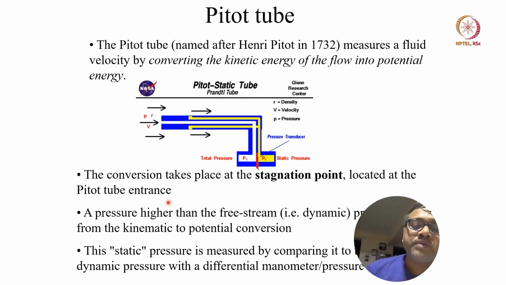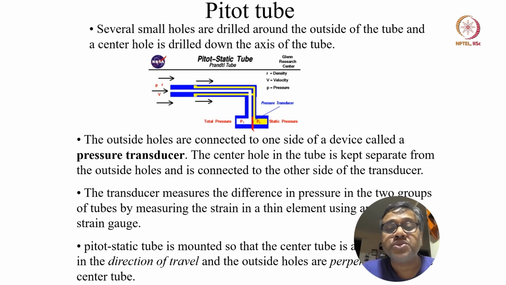The pressure which is higher than the free stream pressure is the dynamic pressure, and the static pressure is measured by comparing it with the dynamic pressure. You use a manometer to see the difference in pressure between the two.